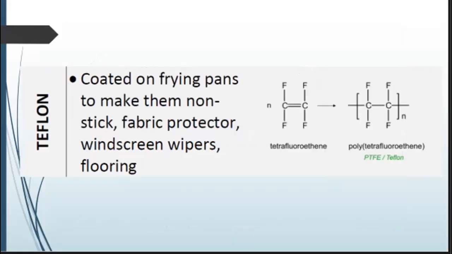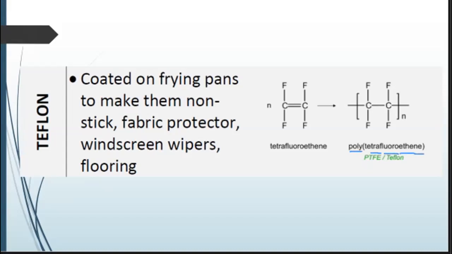All right, next is Teflon. Teflon is coated on frying pans to make them nonstick, fabric protectors and windshield wipers, as well as on floorings. And PTFE, or Teflon as you would know it, the scientific name is really polytetrafluoroethene. Why is it tetrafluoroethene?